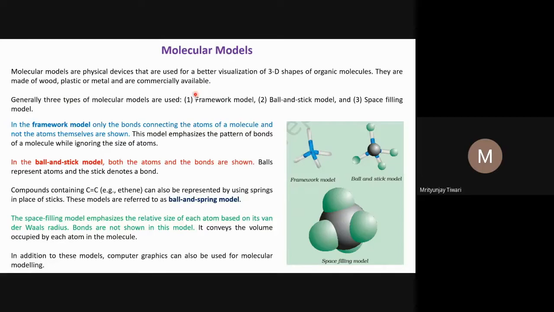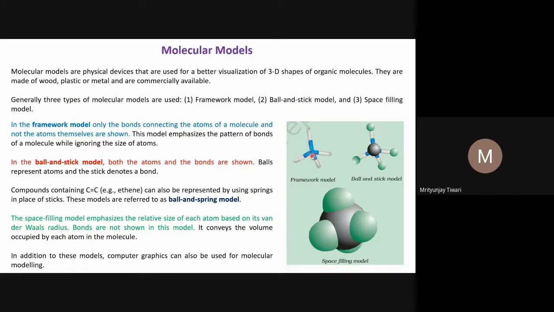So generally three types of molecular models are used: the framework model, the ball and stick model, and the space filling model. Out of the three, as I said, the ball and stick model is more famous and more commonly used. In the framework model, only the bonds connecting the atoms of molecules, and not the atoms themselves, are shown. You can see here the atoms are not shown, only the bonds.